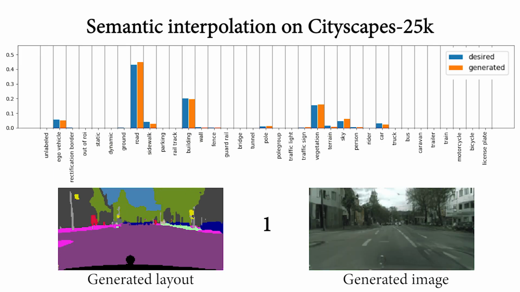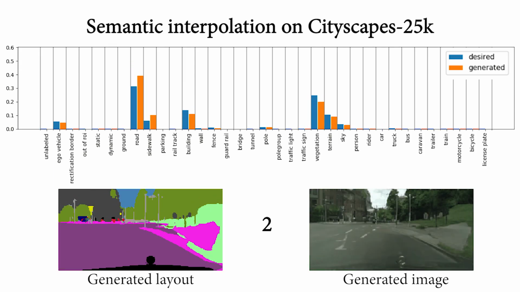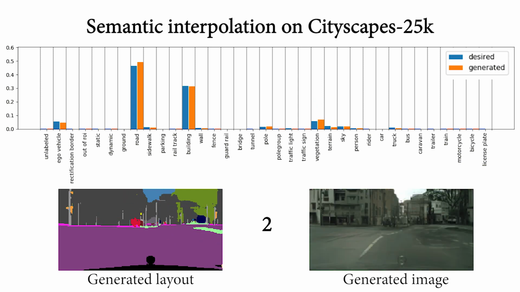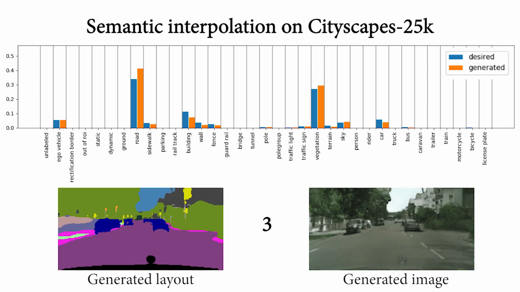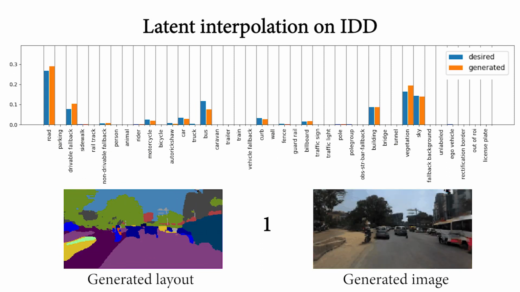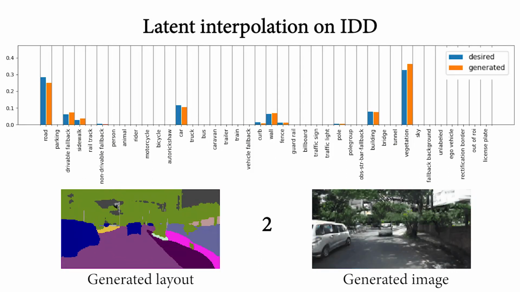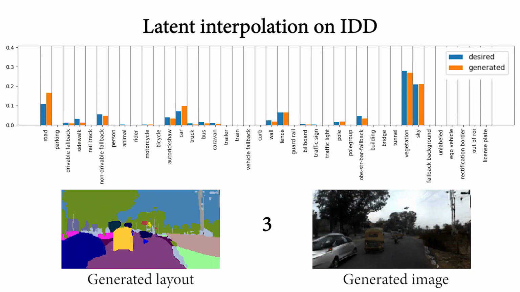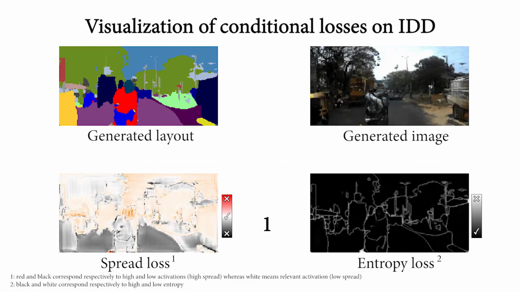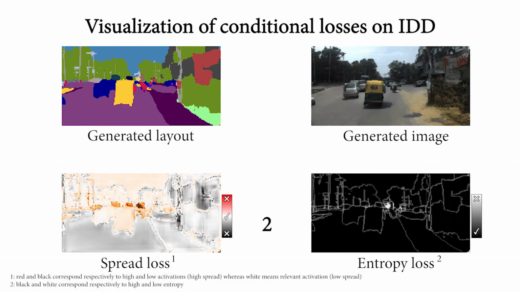Now, let's have a look at some qualitative results. First, we show semantic interpolations where we go from one target distribution to another. Then, latent interpolations, where the target distribution is fixed and we change the noise input. Next, some visualization of the proposed conditional losses.